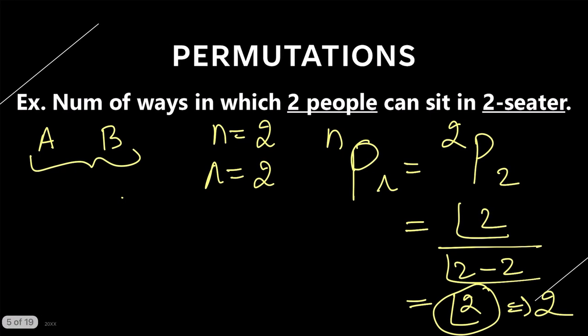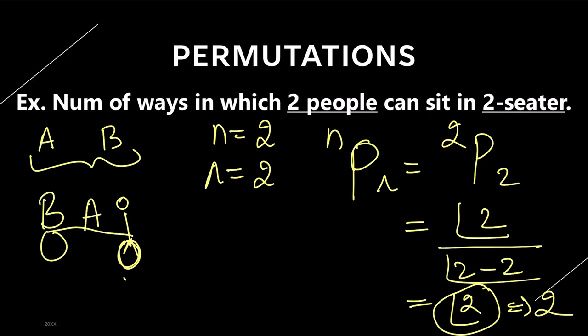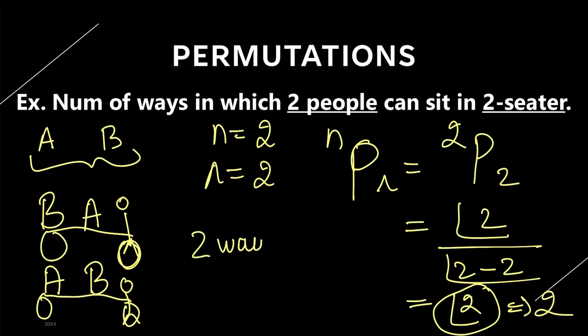How come two ways? If there is a bike with you, A is sitting in the front, B is sitting behind. Or the other way is, A is sitting in the back, B is sitting in the front. So when the sitting arrangement matters, there are two ways of picking two people out of two people.